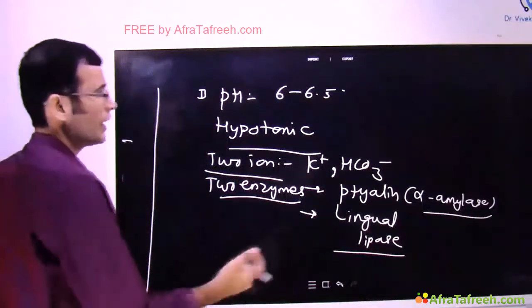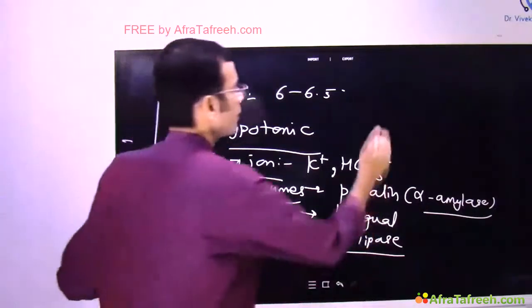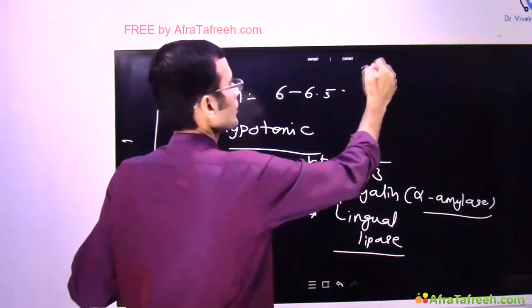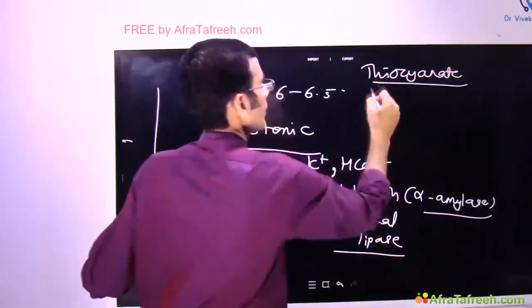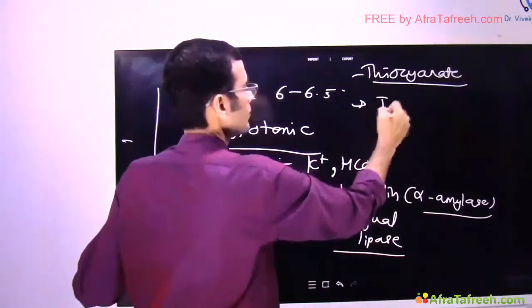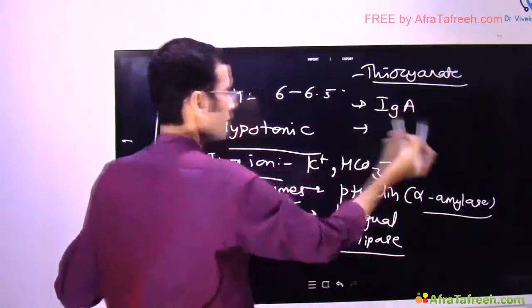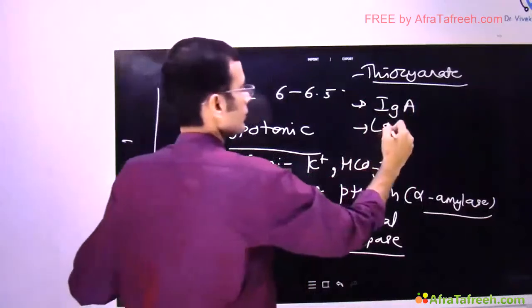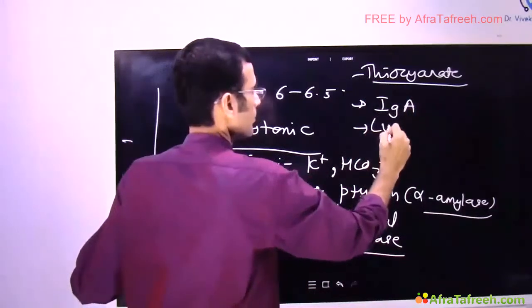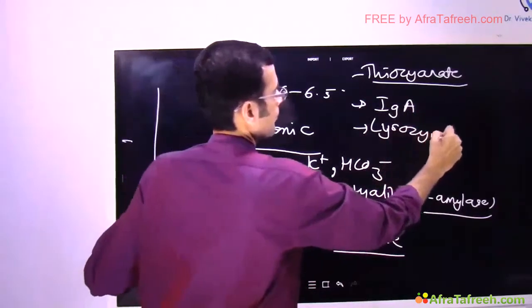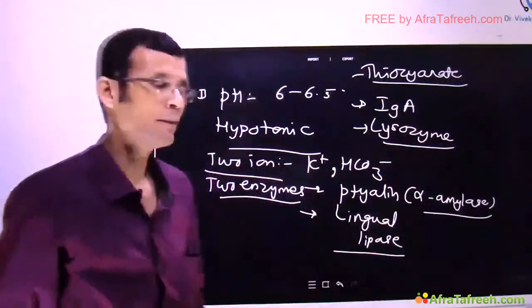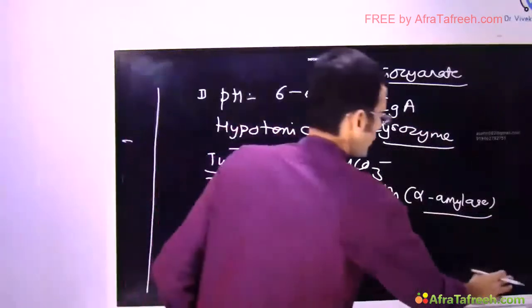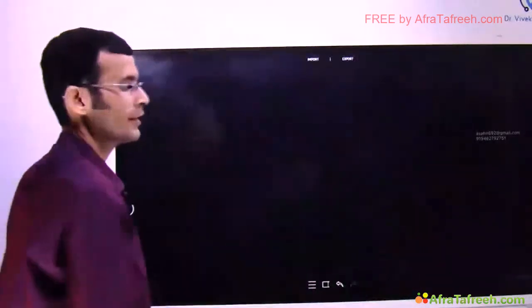Now the other things in the saliva are thiocyanate ions. Then for the defense mechanism there are IgA antibodies, secretory antibodies. There is lysozyme. Some blood group antigens are secreted into the saliva by some people. So these are the contents of the saliva and secretion of the saliva.